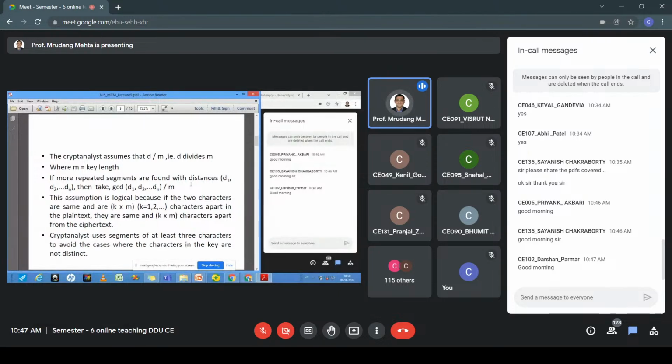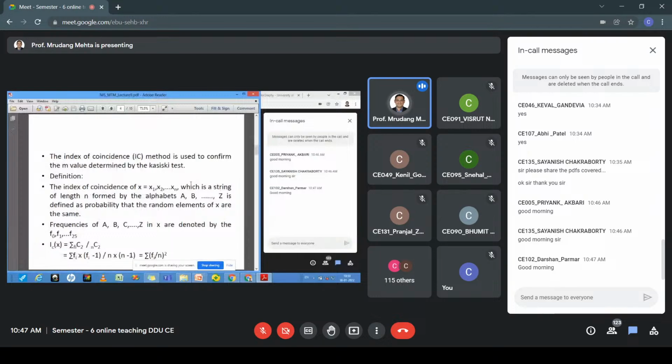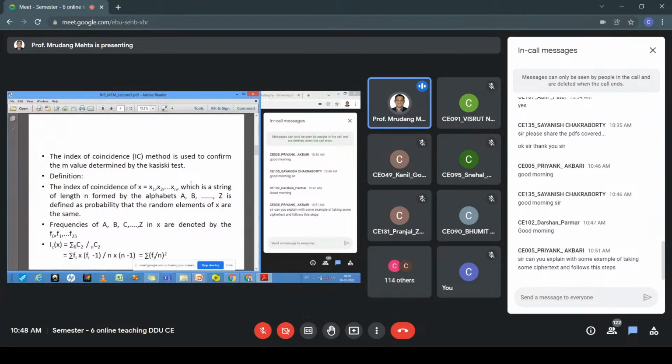Okay, so that is the basic concept, and the cryptanalysis uses segments of at least 3 characters. That is the main thing which we have to take into consideration. Now, the index of coincidence method is used to confirm the M value determined by the Kasiski test. What is the index of coincidence?